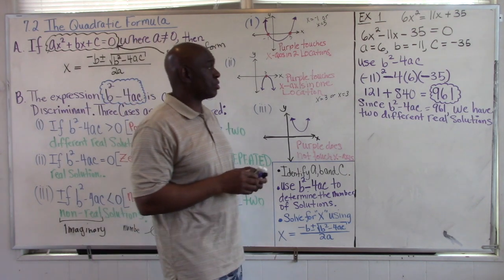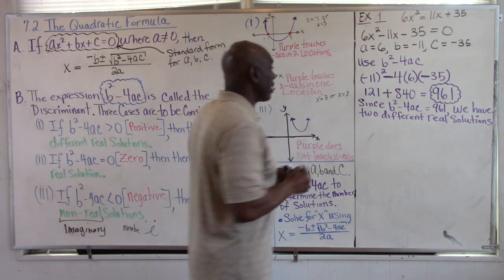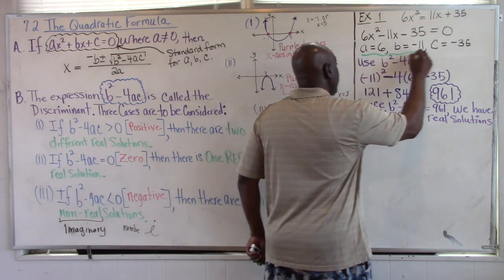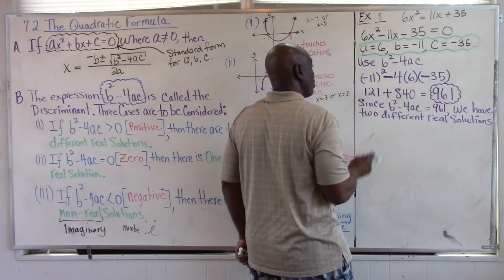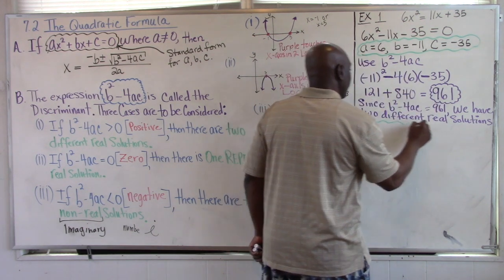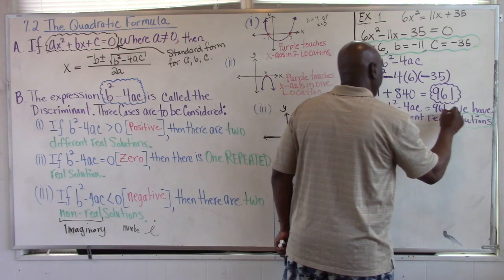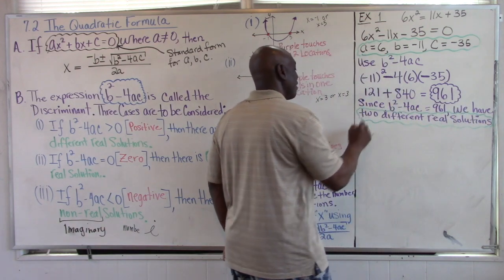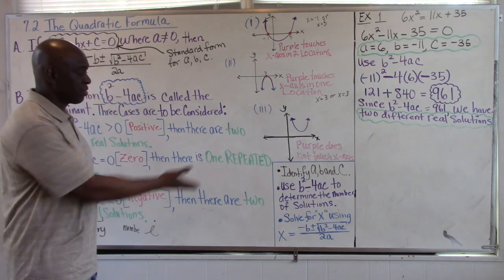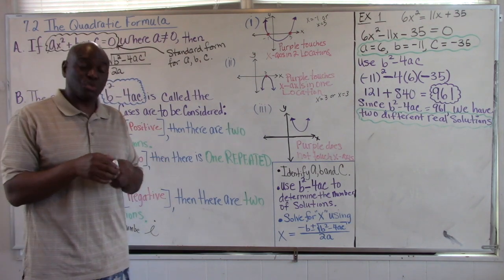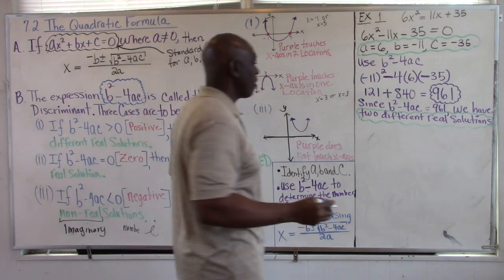2 different real solutions. So in essence, for ABC, we get this. For the discriminant, we get this. And so now we're ready for the last part, which tells us to solve it. Go ahead and solve it now. Use the quadratic formula.